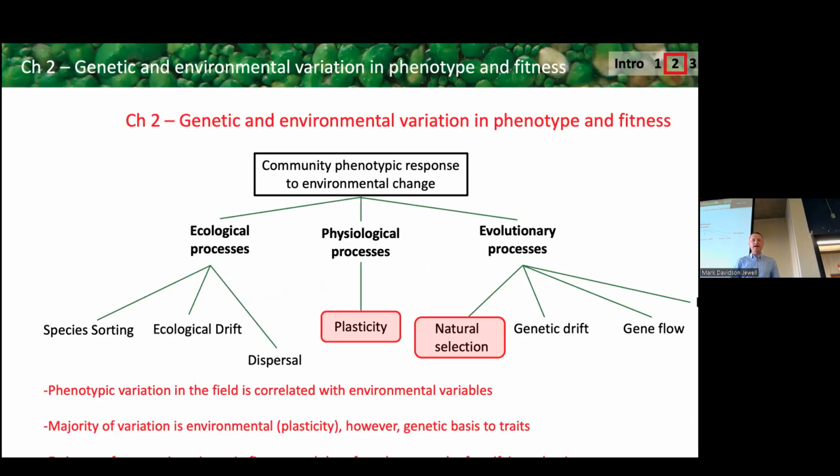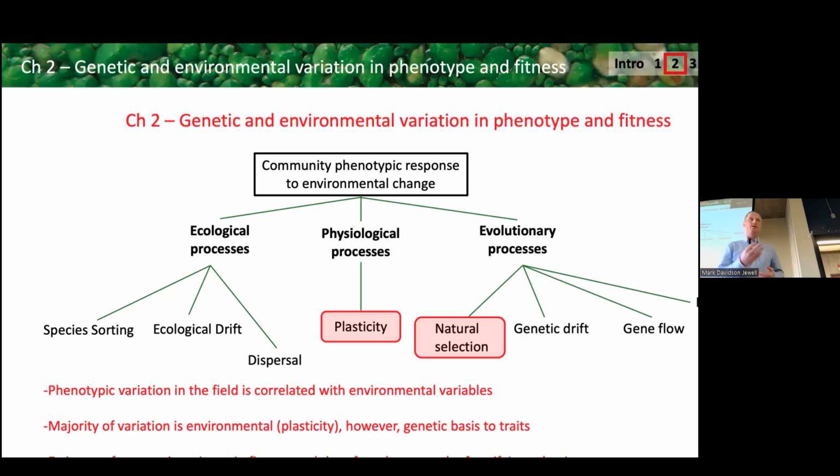In this chapter, we observed strong phenotypic plasticity in the field and have seen that it's correlated with environmental variables. The majority of this variation is environmental, so plastic, although it did also have a genetic basis. The estimates of genotypic variance in fitness were made based on what I just showed, and therefore we were able to make predictions about the strength of purifying selection.